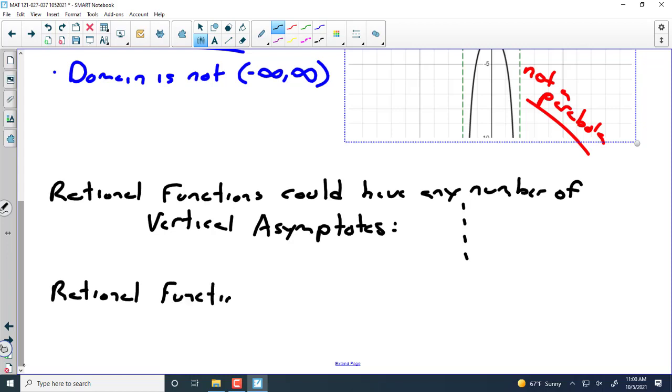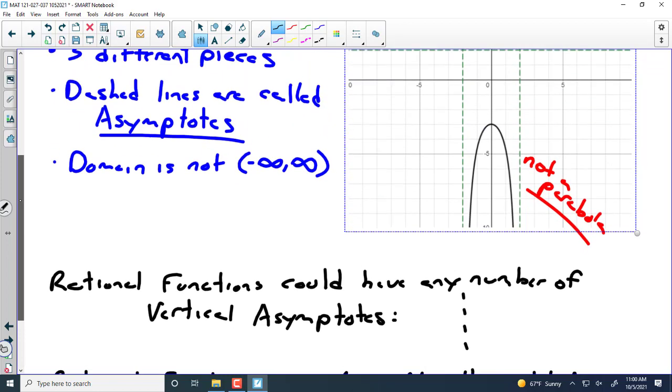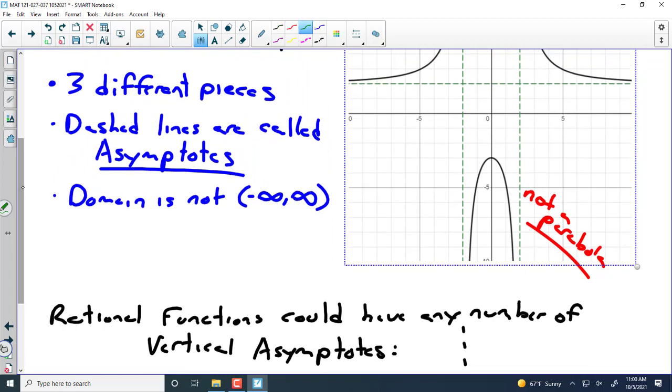Rational functions have one or none horizontal asymptote. They have one or they don't have one, is the idea. So if you look back at the graph for a second, these two green ones here, oh, they're all green, but these two are called the vertical asymptotes. This one's called the horizontal asymptote. You might have a horizontal asymptote, or you might not. But you could have many vertical asymptotes.